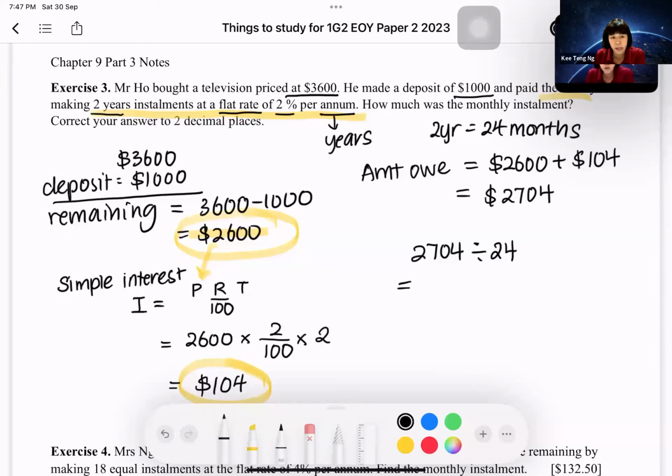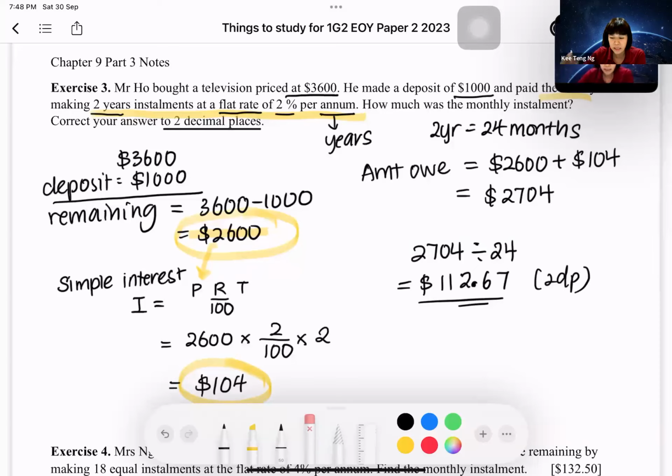Now the number should be in 2 decimal places, dollars and cents, right? So I'll write my answer as 112.66666. Alamak, cannot like that. So I need to round off to 2 decimal places. 2 DP, round up. So it becomes 112.67, 2 decimal places. Have you gotten the answer?